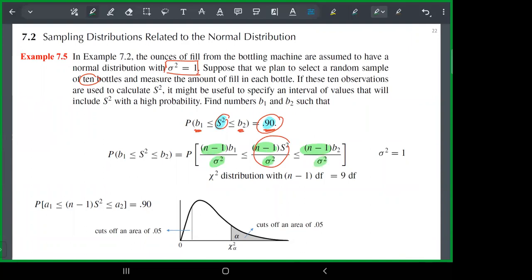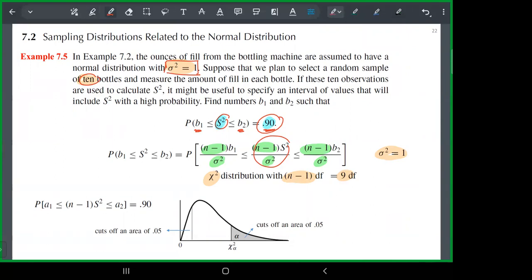So I manipulate this by multiplying by n minus 1 and dividing through by sigma square. See this? Once I do this, I know this is going to be my chi-square with n minus 1 degrees of freedom. In this case, because you have 10 bottles, your degree of freedom is n minus 1, which is 9. And from the information given, sigma square is 1. So what you want is to figure out the two numbers on the left and on the right.